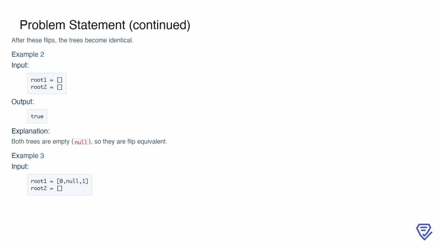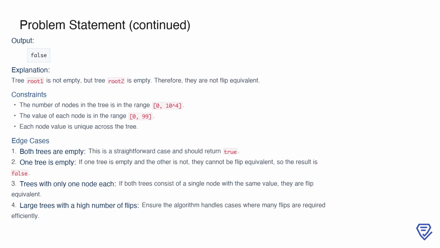Now, in the third example, the input shows that root1 contains two nodes, with the root having a value of 0 and a right child with a value of 1, while root2 is an empty tree. Here, we can immediately determine that the trees cannot be flip equivalent because one of them is empty and the other is not. For the third example, since root1 is not empty while root2 is empty, there is no possible way to align their structures, and the output is false. This demonstrates an important case to consider: when one tree is empty, the two trees are never flip equivalent.